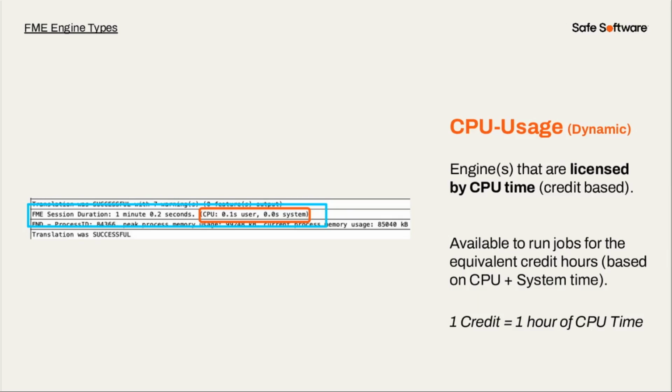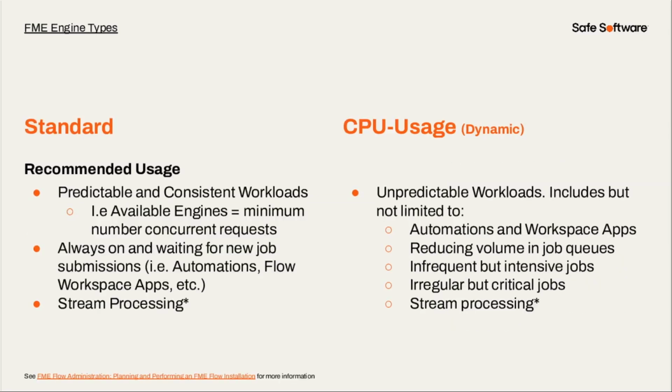So this will be dependent on the jobs you're actually running. Some organizations may not benefit from CPU usage, but if you're an organization that has, say, a need for 10 concurrent requests, but then you have off chances where you could need up to 100 concurrent requests at the same time, that's where CPU usage really comes in, because you can deploy 10 standard engines and have these CPU usage engines standing by to handle those variable loads and peaks in processing requirements.